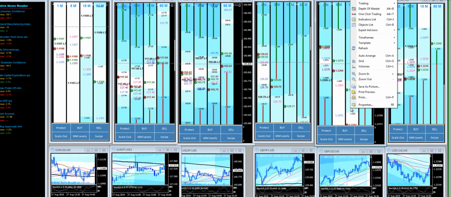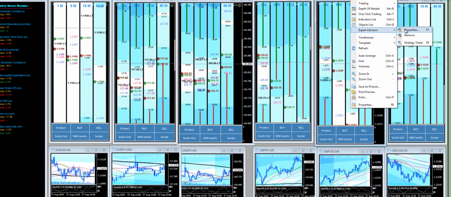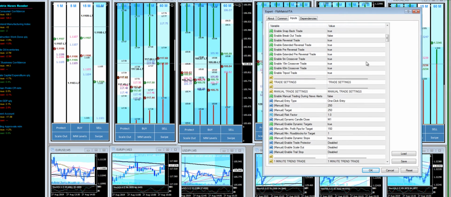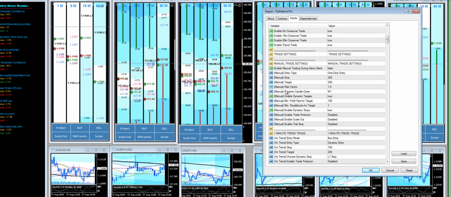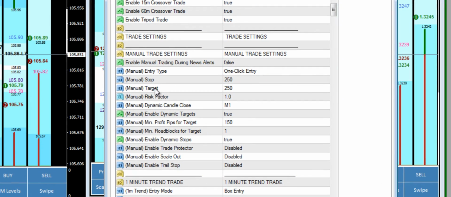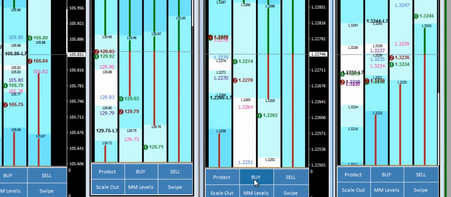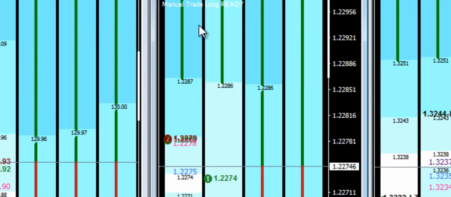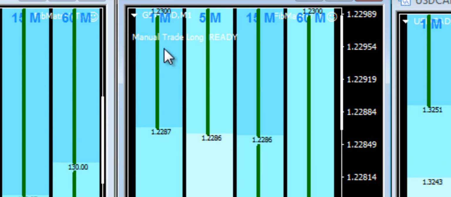Let me show you that real quick. Dynamic entry is this. I go to entry type, choose dynamic, and then choose dynamic candle close, a 1 minute. This means it'll just wait for a 1 minute candle close in my direction. So instead of getting in right away, I hit buy, and instead of entering, it says right here, manual trade ready.